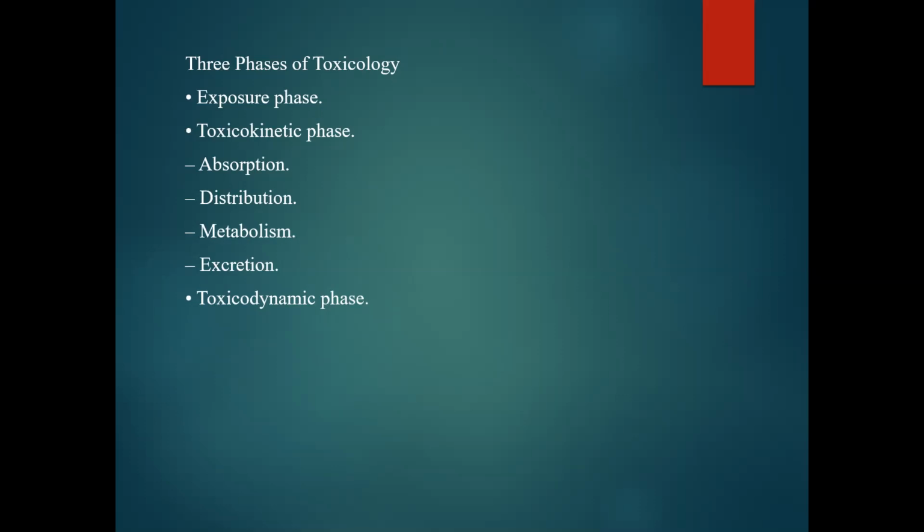First one is the exposure phase. The exposure phase encompasses all the processes occurring between various toxicants and the influence on them of environmental factors, for example, light, temperature, humidity, etc. So the exposure phase is when he comes in contact with the exposure, which can be either a short exposure or a very long period of time. It is known as the exposure phase.